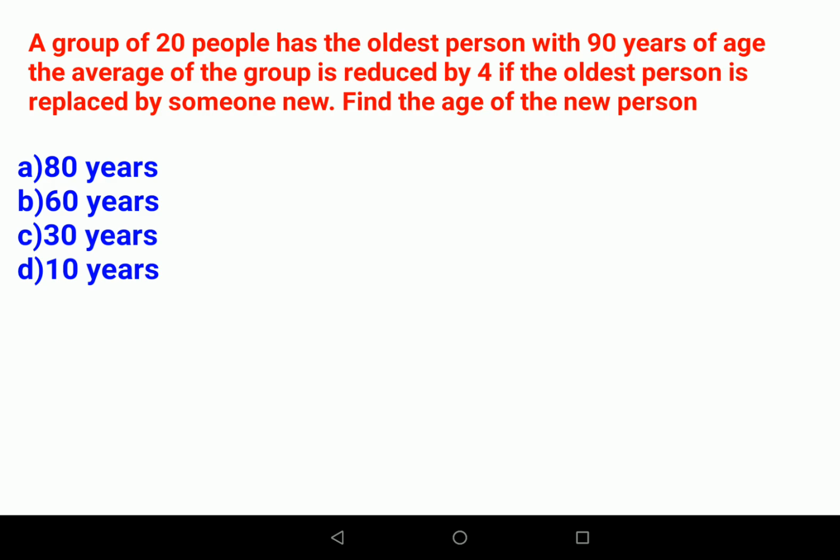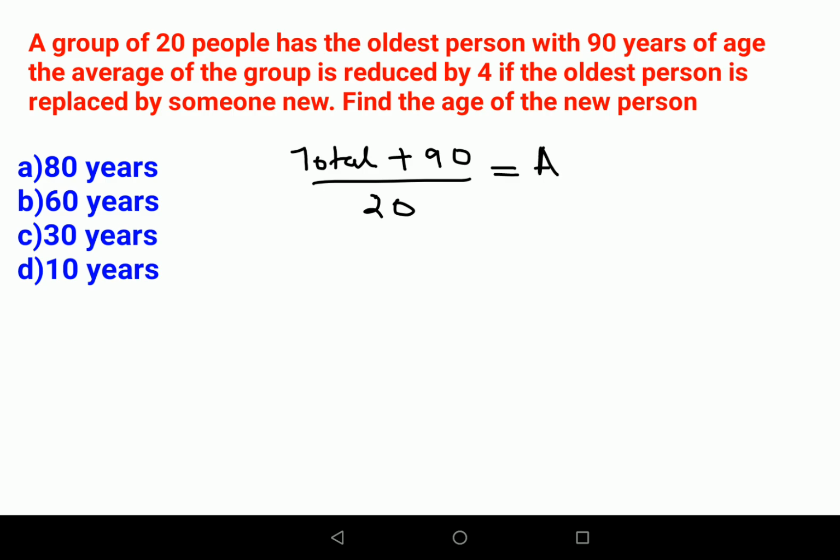So now let's understand that there are 20 people, so there will be some total of the rest of the 19 people, and the last person, who is 90 years of age. When you divide that by 20, you get the average. Let's say the average is A.